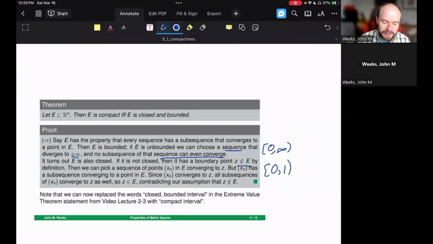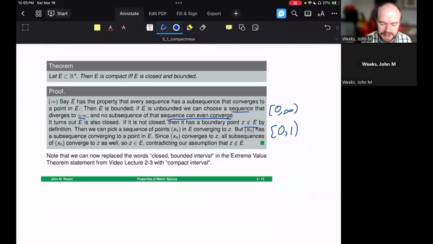Notice now that the extreme value theorem statement can be said differently. Because we asked for our functions to be on a closed and bounded interval from A to B, we could have just said a compact interval. Any interval that is compact is any interval that is closed and bounded. So this notion of compact seems to be very connected to statements like the extreme value theorem.